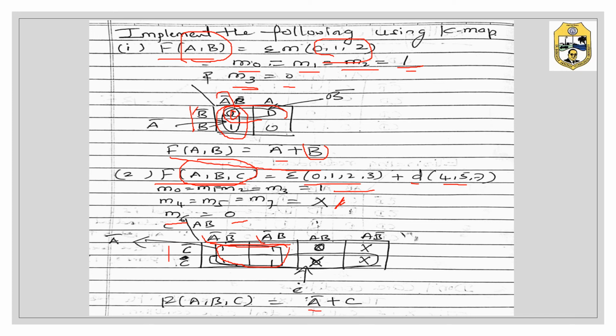Then we can again make a group of this one, that is 1 1. This x is considered over here as 1. As we know, don't care can be considered according to our requirement. It may be 1, it may be 0. For making grouping, we can consider it as 1. So see here, when you group this one, you need to leave all this because they are all different, and you need to consider only this one. So it is written as C. So our final expression is a bar plus C.